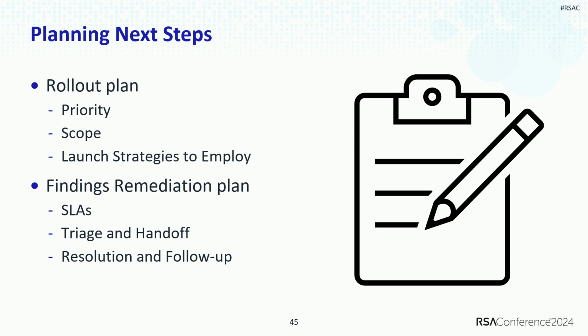Planning next steps includes putting together a rollout plan. That includes the priority, the scope, and the launch strategies that you'd like to employ. There's also the findings remediation plan, and this basically tells you what exactly it is that you need to do once you have a finding. So all in all, you need to plan your next steps here. Once you figure out that this thing is done, then what? And so on and so forth.